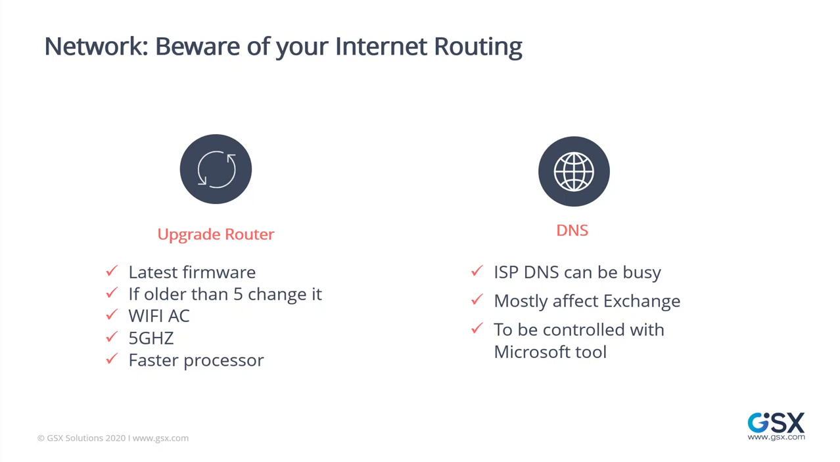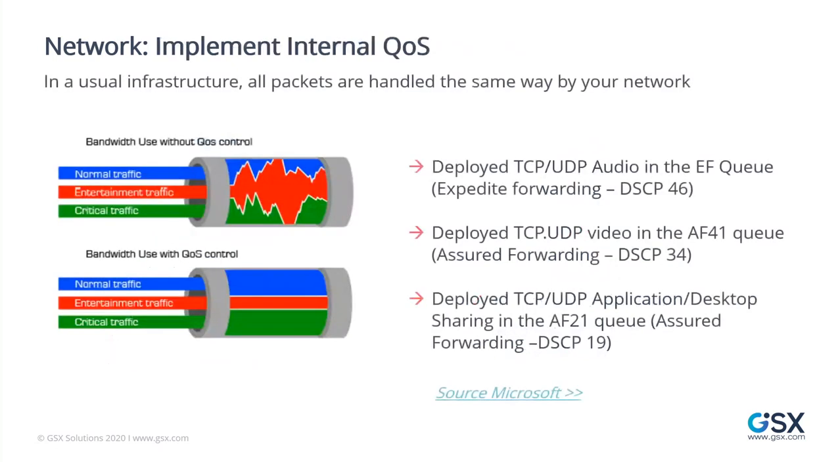So let's continue with the last important architecture point, the internal QoS. You should make sure that you have implemented the quality of service protocol. You can have your router differentiating the traffic in order to keep a decent share of bandwidth for voice calls and conferencing.